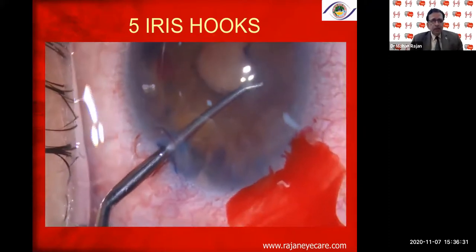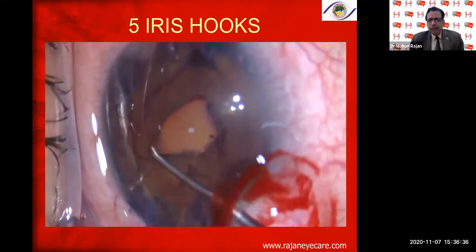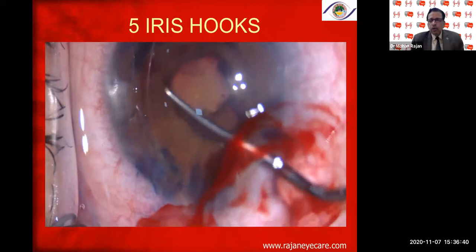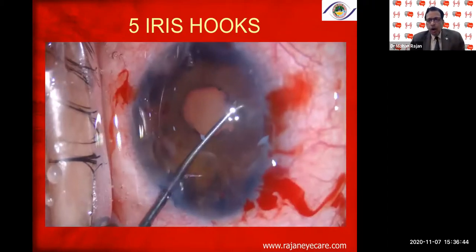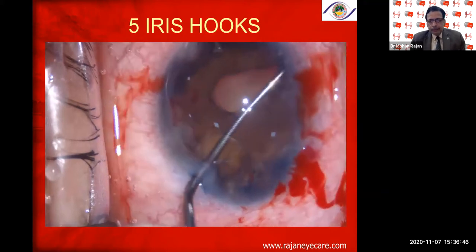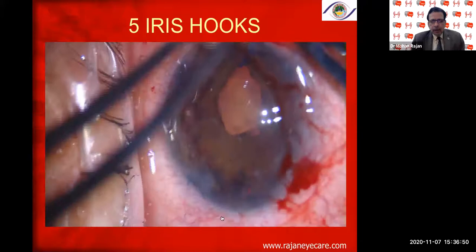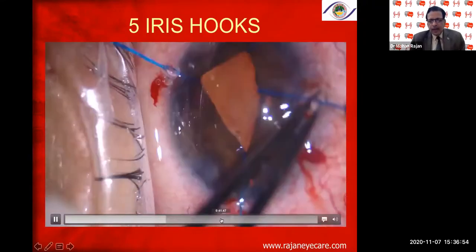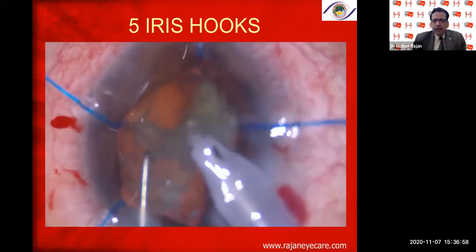This is a patient who had VKH syndrome with a complicated cataract. You can see here, dense synechiae. Not only the synechiae, the entire iris is plastered to the surface of the lens as well, and I had to open it all round, and you can see here, I'm trying to do that. I'm putting the 5 iris hooks, which actually gives less traction on the iris and maintains the anatomy of the iris, anatomy of the pupil as well, and which is very, very easy.